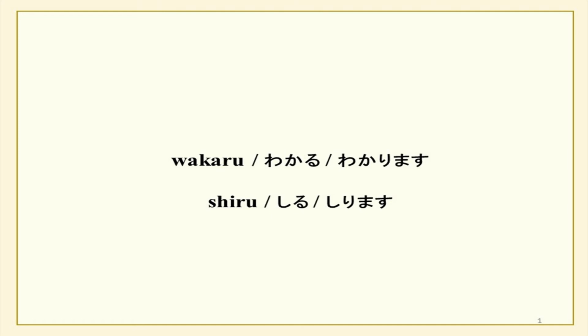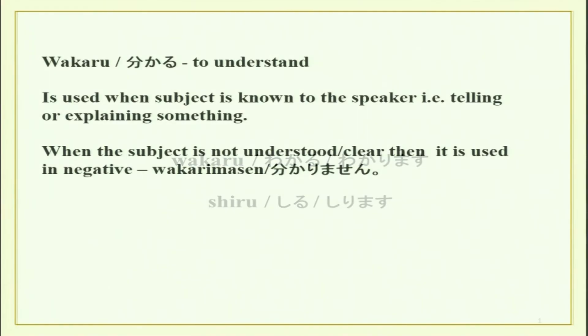So, verb wakaru, which we are going to do first, is used when the speaker knows what he is talking about. The subject is known to him. Whatever he is telling or whatever the conversation, the subject is known to the speaker. So, he can ask his listener, wakarimashita ka? Whatever he has said, whatever the speaker is telling or explaining, which he knows about, and he wants the listener to understand, he can always ask and say, wakarimashita ka?